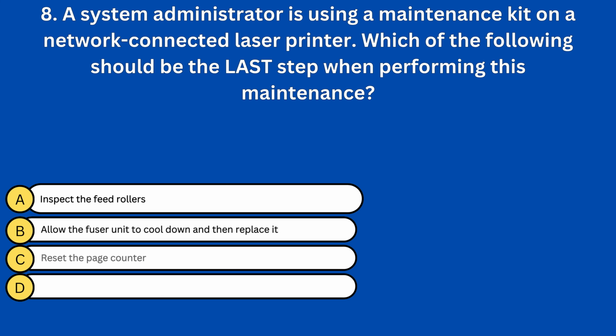A system administrator is using a maintenance kit on a network-connected laser printer. Which of the following should be the last step when performing this maintenance? Inspect the feed rollers, allow the fuser unit to cool down, and then replace it. Reset the page counter, substitute the power cord.